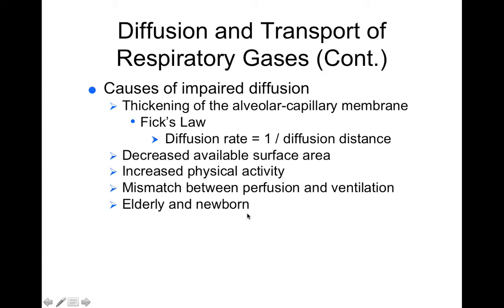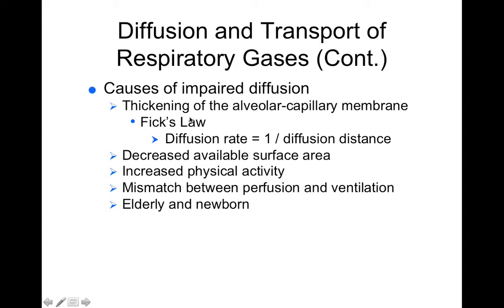And the law that helps us determine whether gases can move quickly across this membrane is called Fick's law. So Fick's law tells us that diffusion rate is inversely proportional to diffusion distance. So if you make diffusion distance longer or wider, then diffusion rate is slower. And if diffusion occurs more slowly, that means you're not getting a whole lot of gas exchange with every breath.